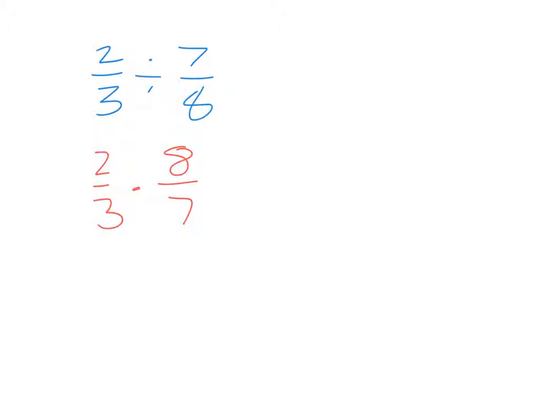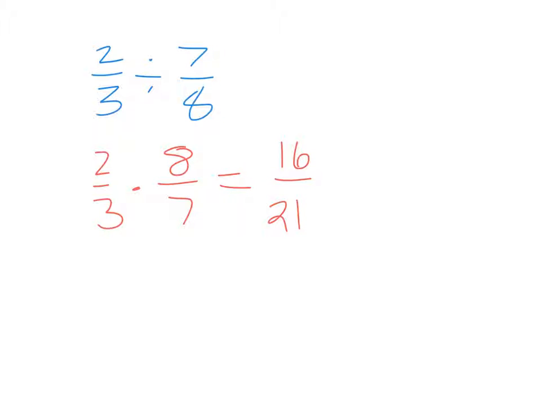Okay, and so then you just multiply. Now it's just a multiplication problem. So then this one ends up being 16 over 21. And of course you should reduce as far as you can. This one doesn't. So there it is. So barely anything new on this, right? It's just doing multiplication as long as you flip the second fraction. Is that okay?